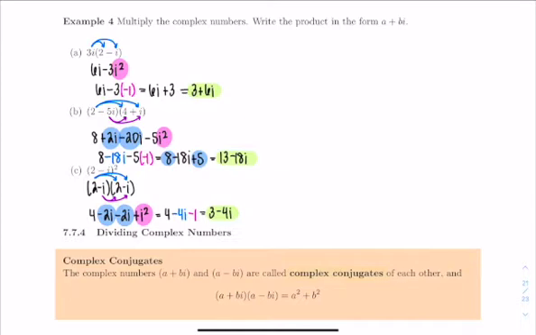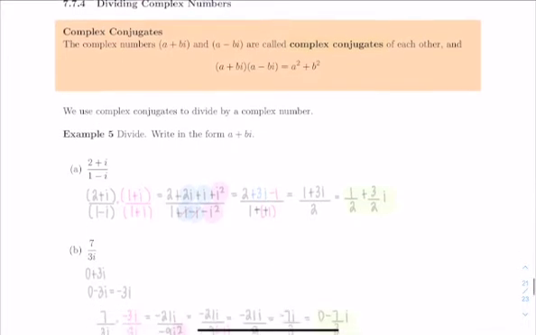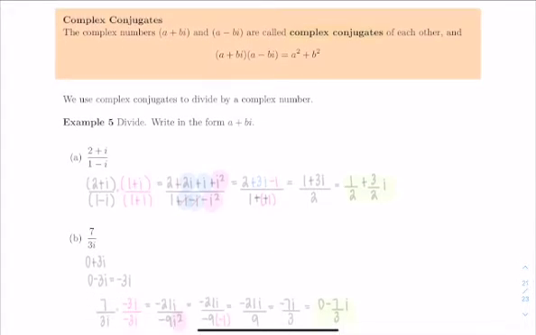When we divide complex numbers, we're going to use complex conjugates. So a plus bi and a minus bi are complex conjugates of each other, so that when we multiply them, we get rid of that i completely. That's the goal when we divide complex numbers. We want to get rid of any imaginary parts in the denominator. So it's kind of like rationalizing the denominator when we talked about radicals. Works very similarly.